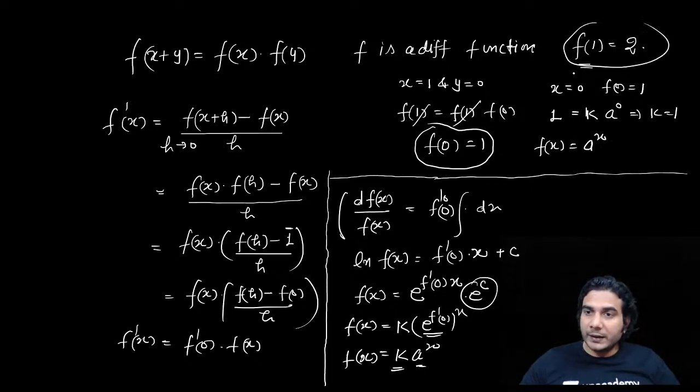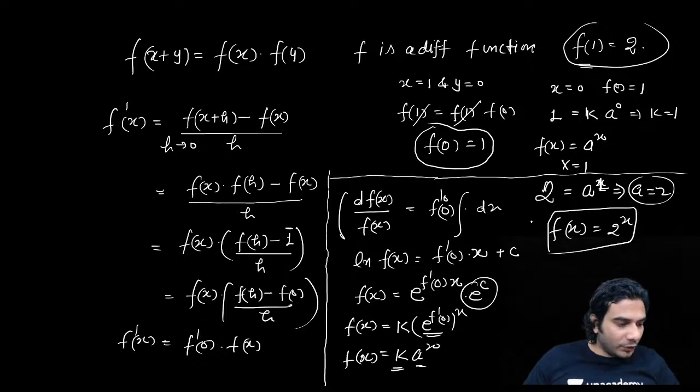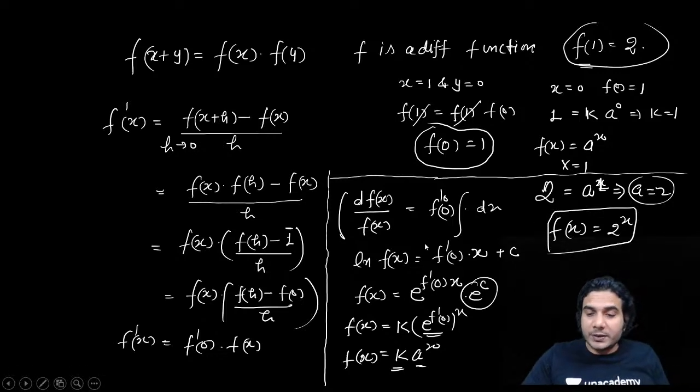Now this value is given, f of 1. So if I put x is equal to 1 in this, I'll get 2 is equal to a raised to 1. So I'll get a is equal to 2, right, from this. So finally I've got this function fx is equal to 2 raised to x, all right? I hope it is clear. So in this way we can solve these equations. This is the proof.